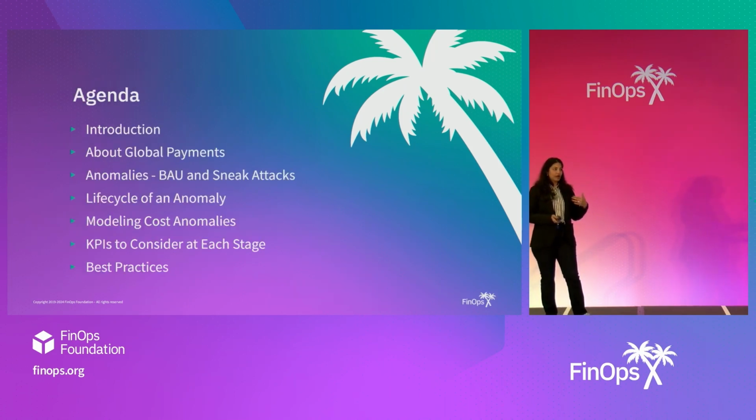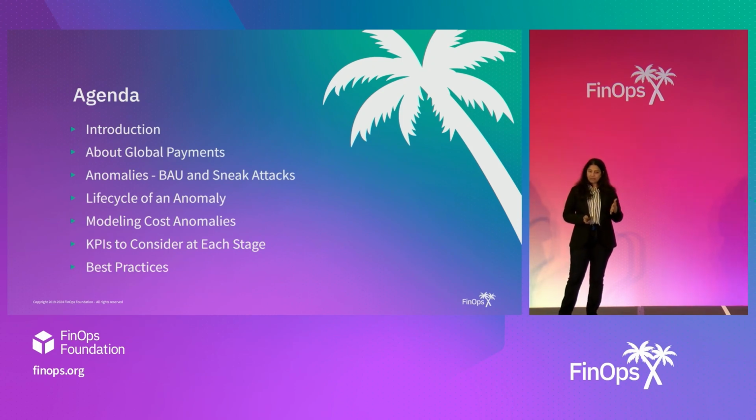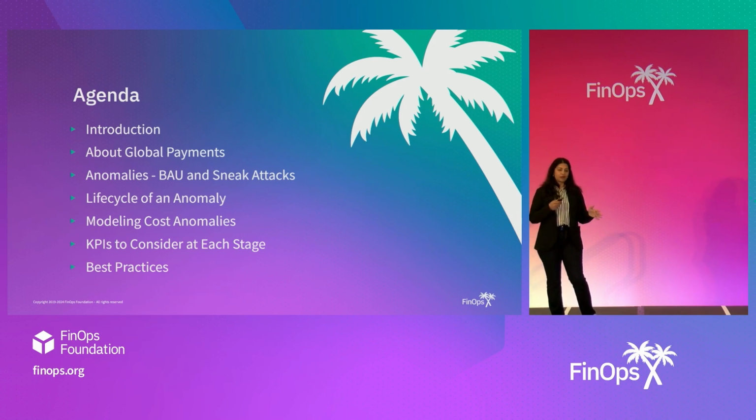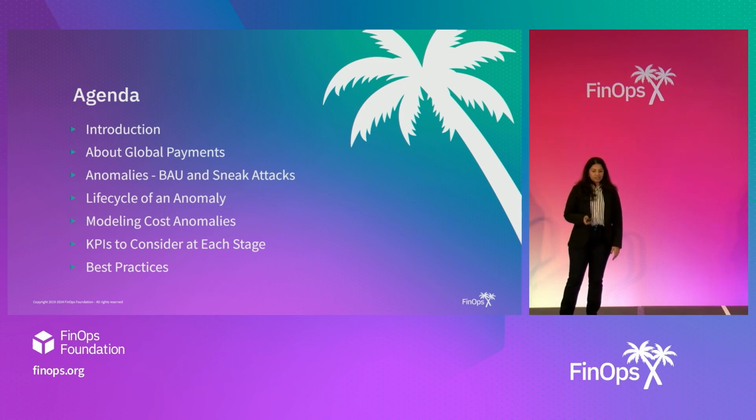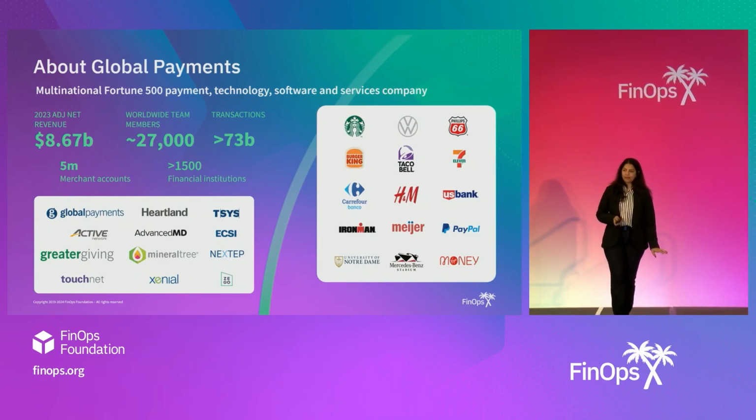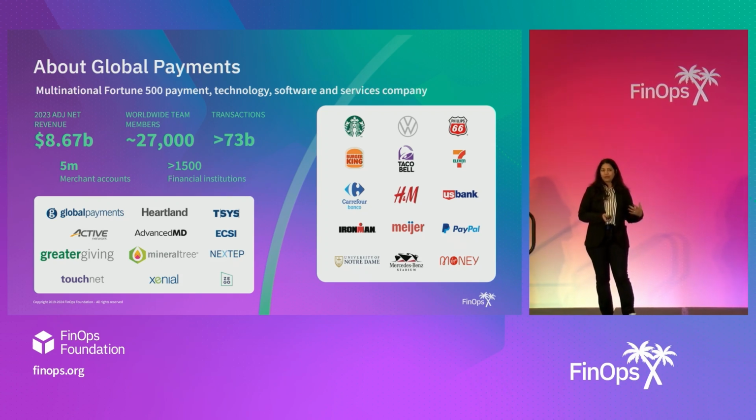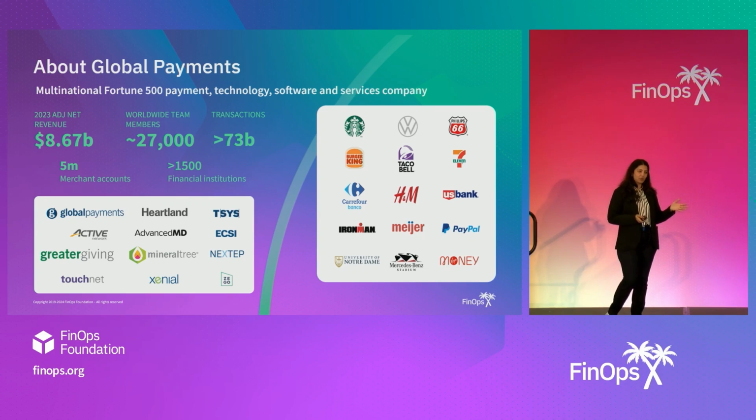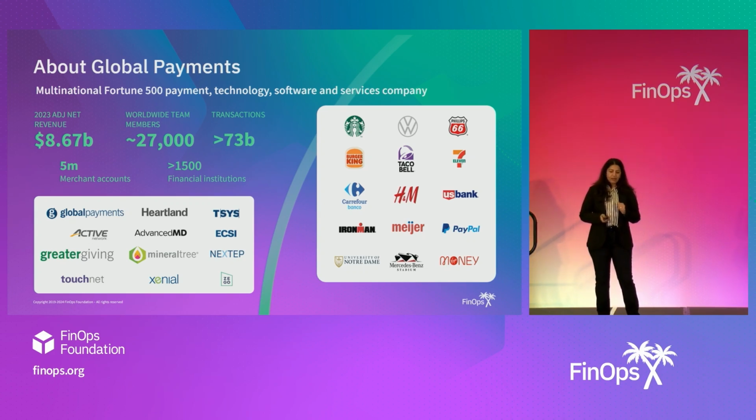So before we go in, I'd like to talk a little bit about the company I come from, Global Payments, what my role is in Global Payments, and what I try to do there. And then we can kind of delve into anomalies, why they are important, what are our usual anomalies, and then the crazy ones that come up once in a while, and then go from there. So I'm not sure how many of you have heard about Global Payments, but I'm pretty sure everybody's been impacted by what we do. We have 2 main businesses. We are a Fortune 500 company with about $8.67 billion in revenue, 27,000 members worldwide, so not small by any chance. And we had a mind-boggling 73 billion transactions that were processed last year.